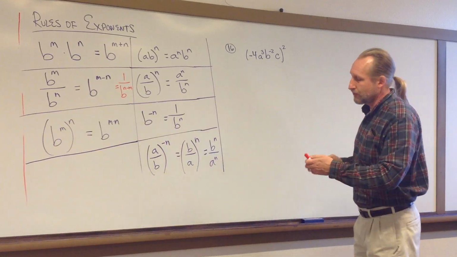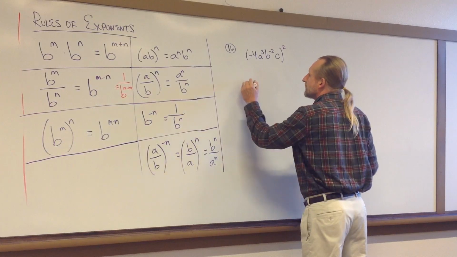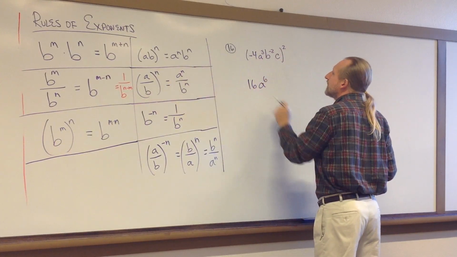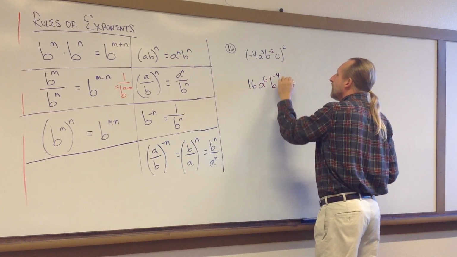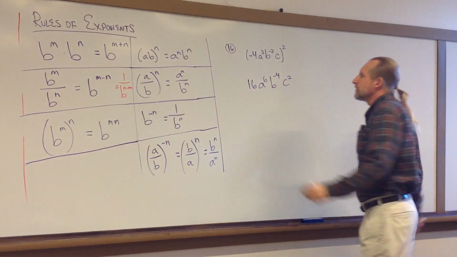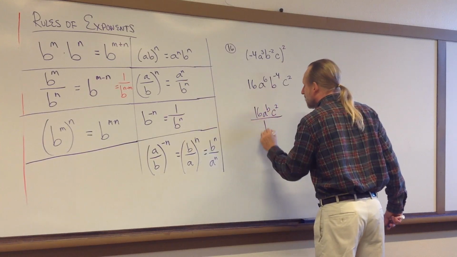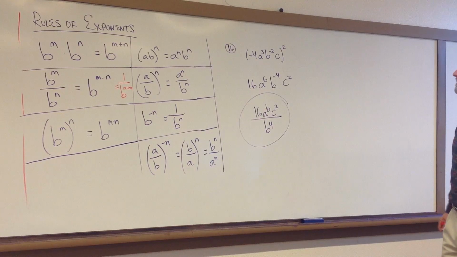All right? This is like those first problems that we were looking at. -4 squared, positive 16. A to the 3rd squared, a to the 6th. B to the -2 squared, b to the -4, and then c squared. And then all we really have to do is move that b to the bottom. And there we go. And there's nothing to cancel, really.